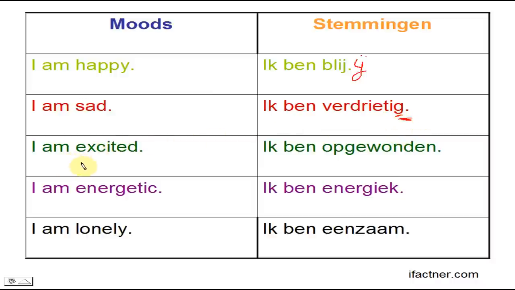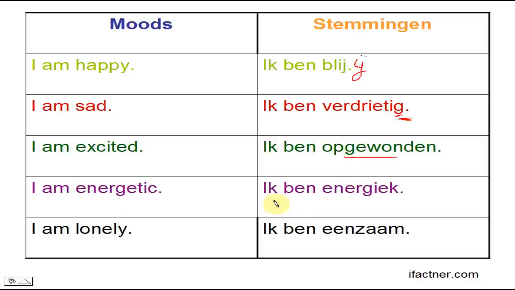I am excited. Ik ben opgewonden. Some people would say it like this, in a very soft sound. But some people would say, just like in English, opgewonden. It's not gewonden, it's h. Opgewonden. Ik ben opgewonden. I am excited.